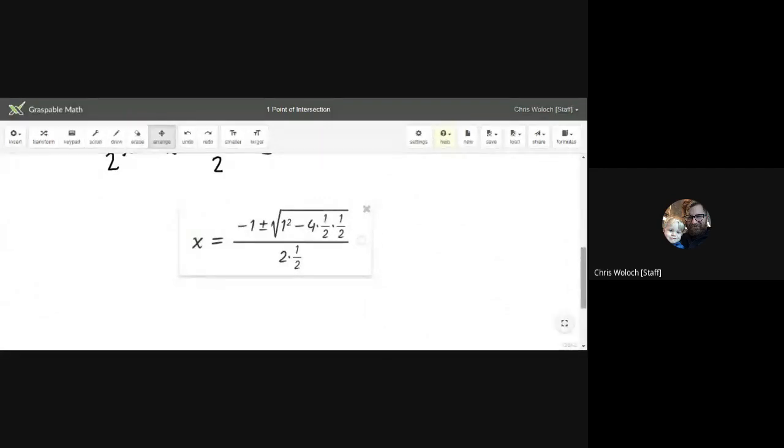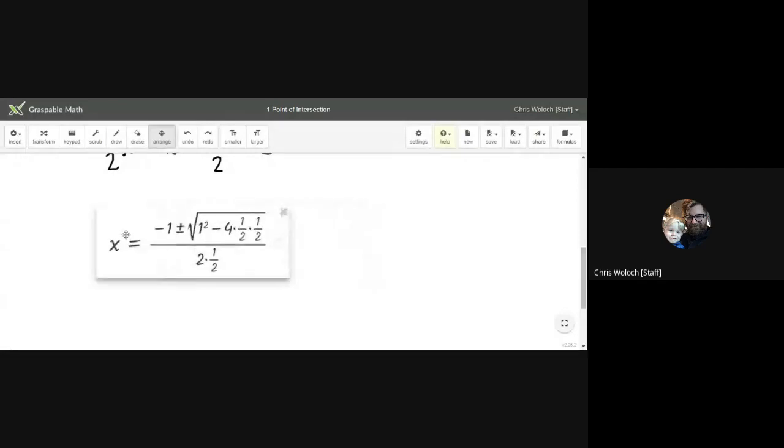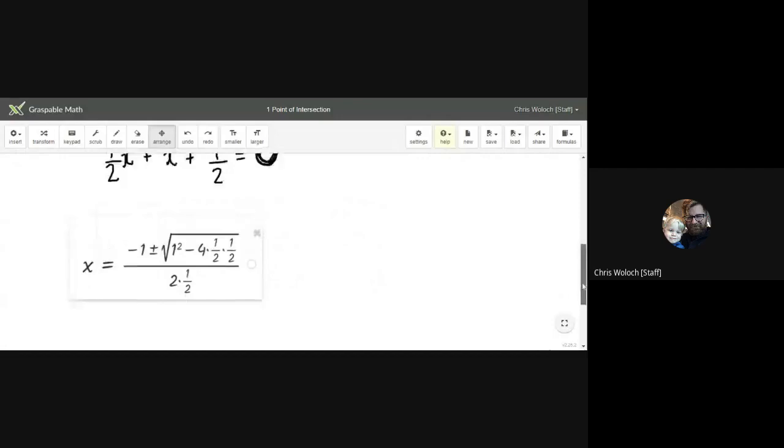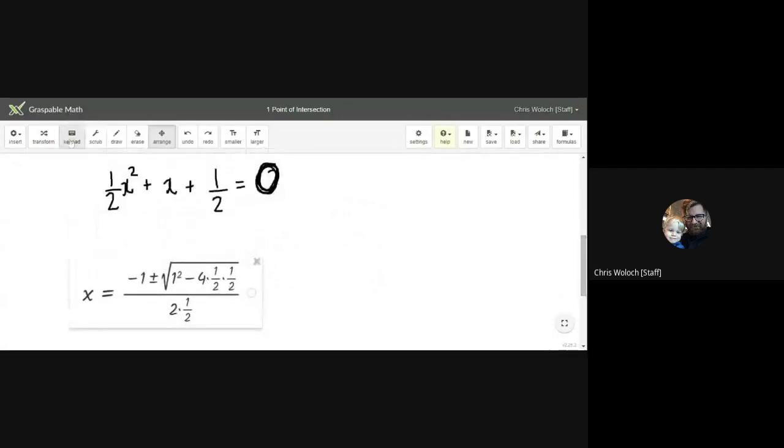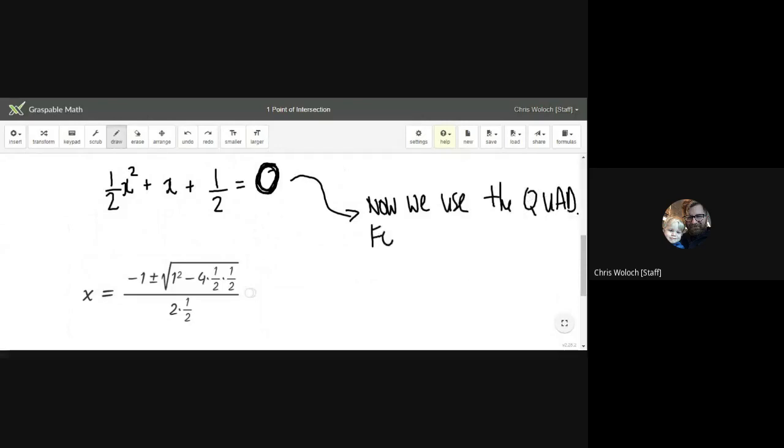I apologize, you can't do this. But again, if I just write up here, now we use the quadratic formula to solve. So again, when you plug everything in, you should get this.